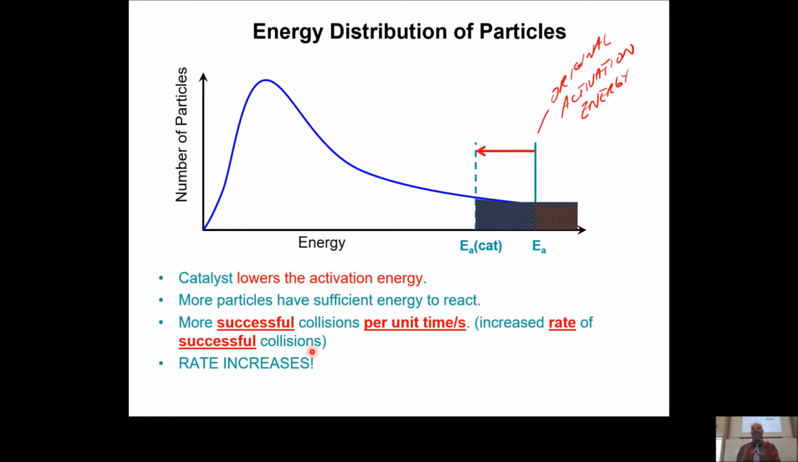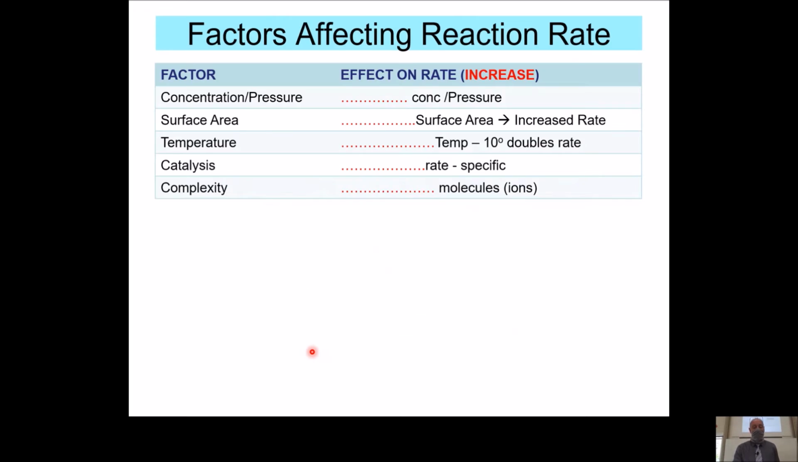There aren't. If you've got a certain sample of matter, the number of collisions will be the same, or might be the same if you left it for longer. But the number of collisions per unit time will be increasing. Just say the rate of collisions has increased. Yes, that's fine. As long as you say rate, it's fine. Rate of collisions will increase, and the rate of successful collisions will increase. If you don't mention rate, and you don't mention successful, you won't get the mark. That's why I've underlined those words.